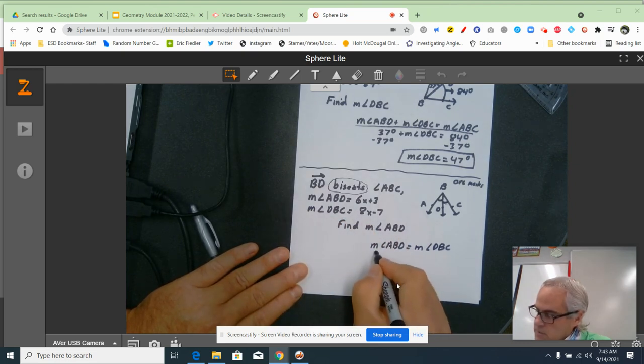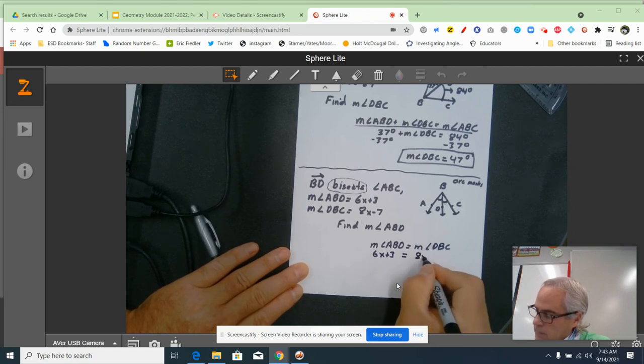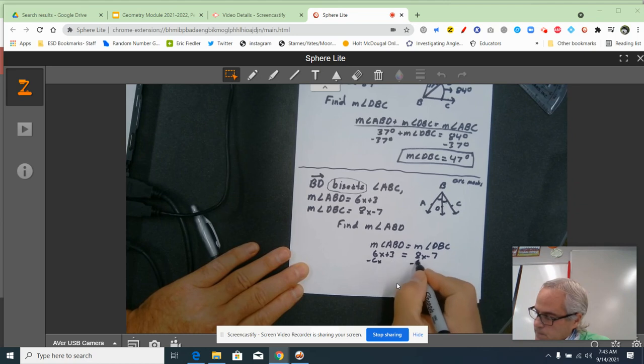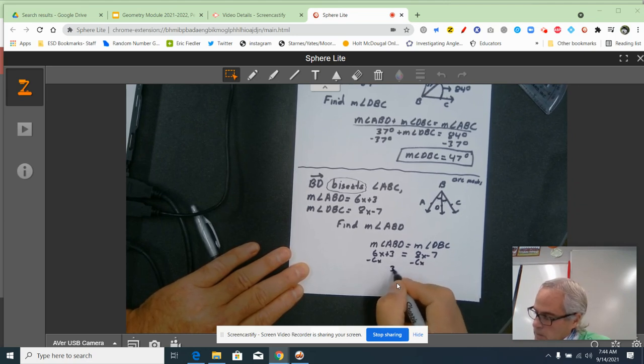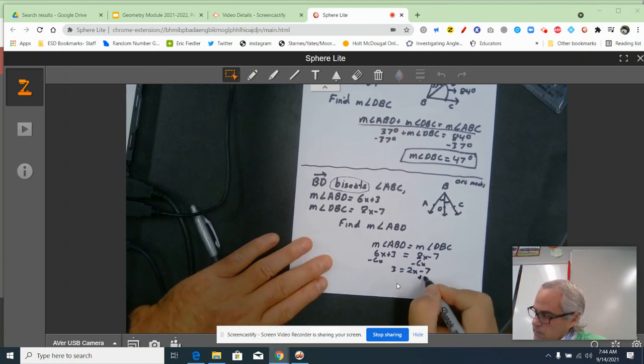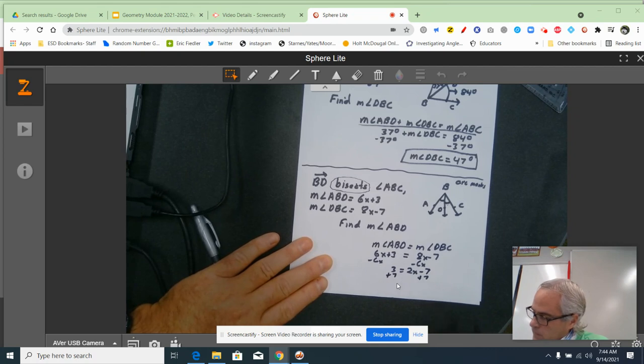Substitute in: 6x plus 3 is ABD, and 8x minus 7 is the other angle. Using my algebra skills, 3 equals 2x minus 7. Add 7. Add 7. I get 2x is equal to 10. Divide by 2. And I get x is equal to 5.